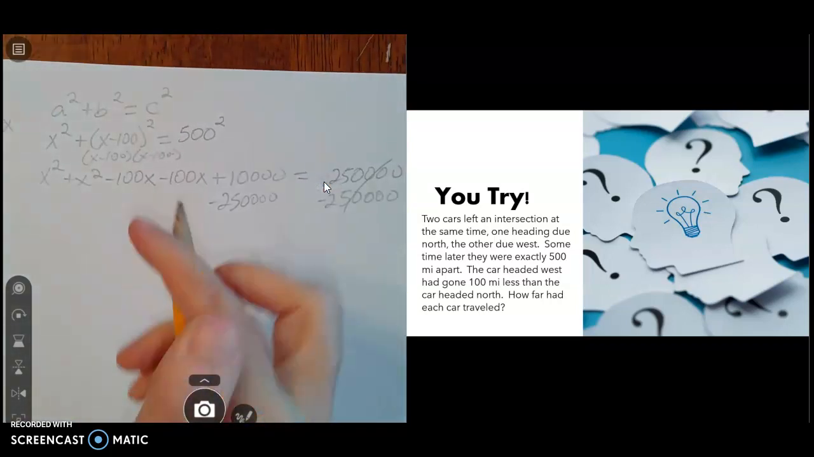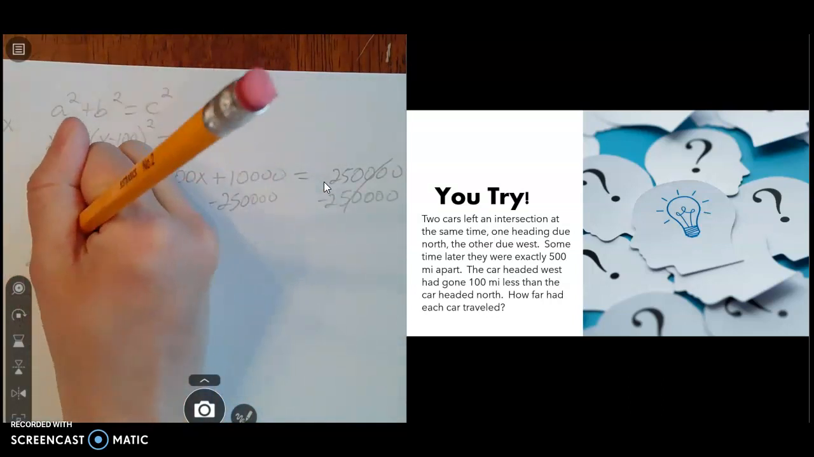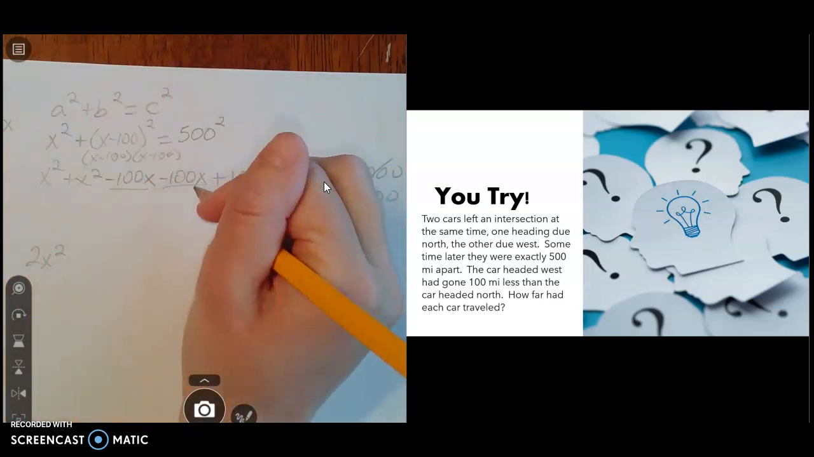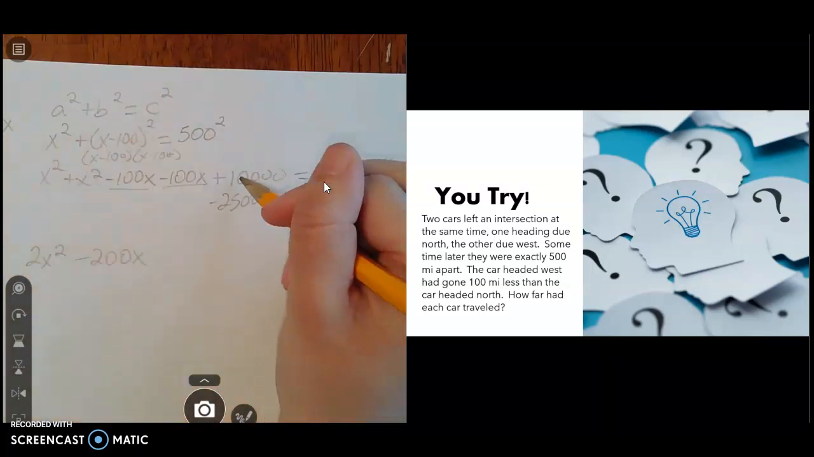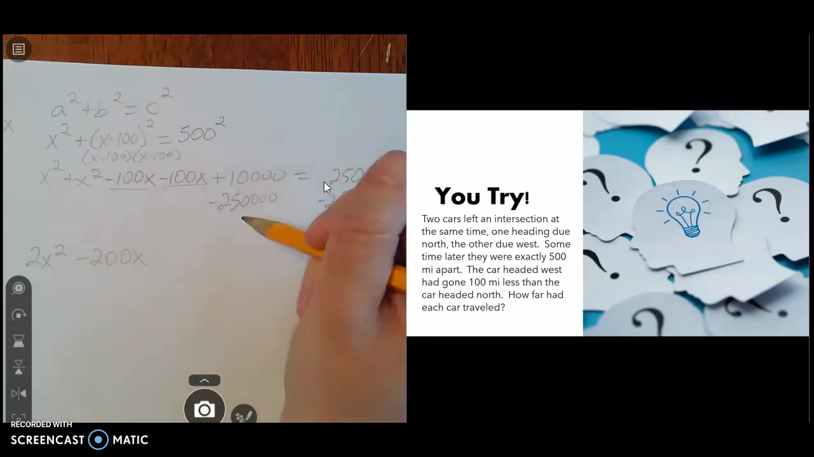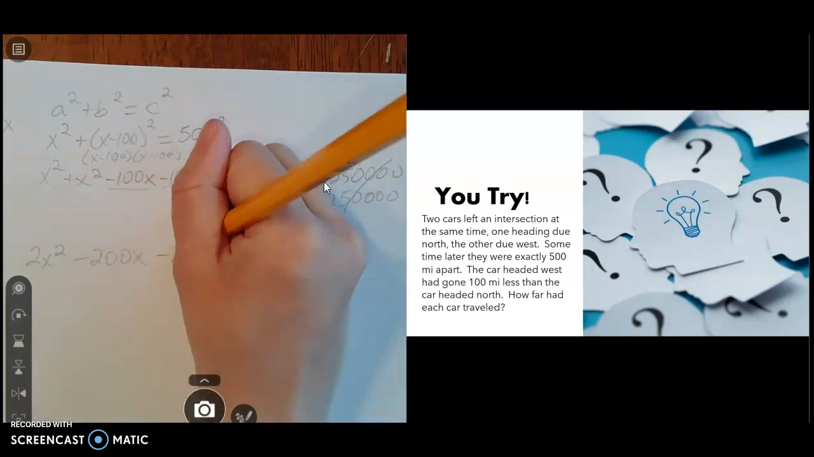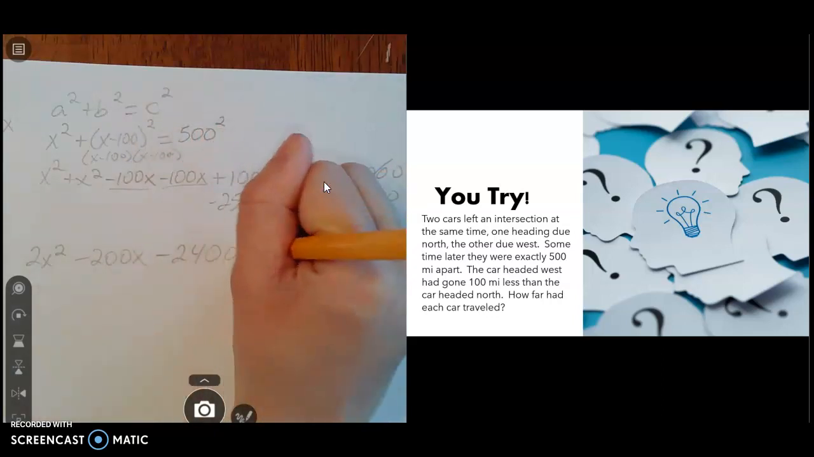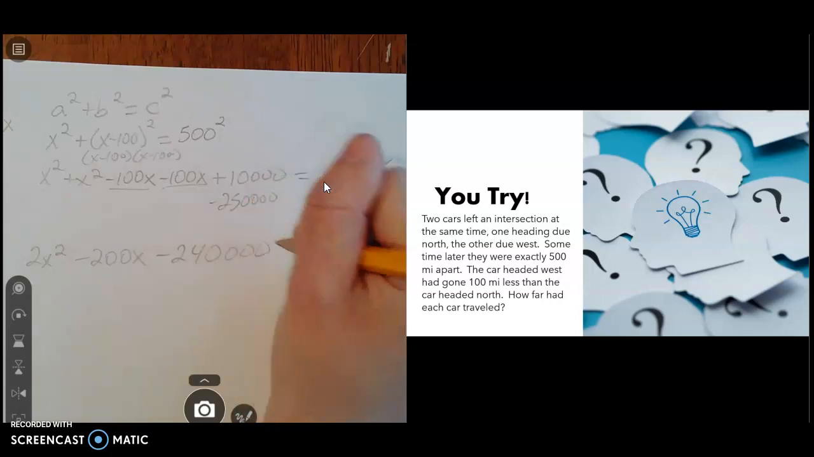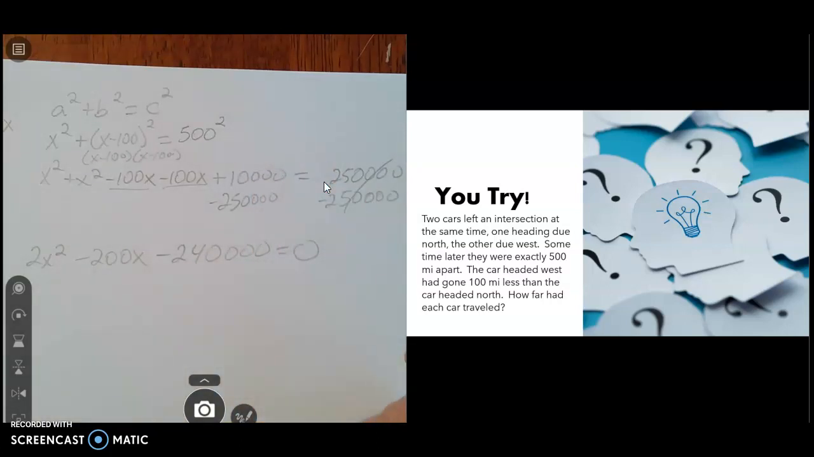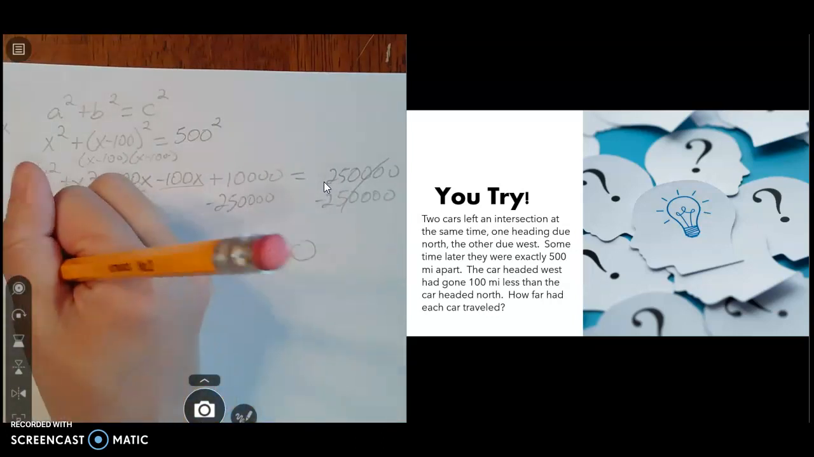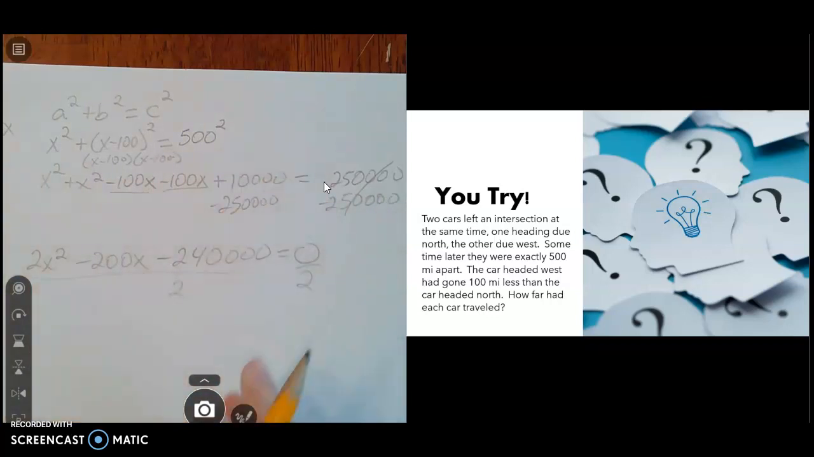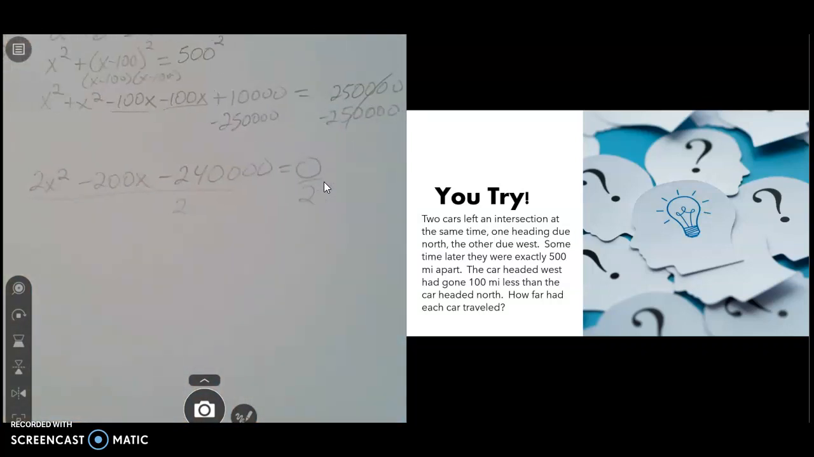And combine some like terms. X squared plus X squared is 2X squared. Negative 100 minus 100 is negative 200X. And 10,000 minus 250,000 is negative 240,000. Whew. Lots of zeros to deal with. If you want to, you can make your life a little bit easier and divide everything by 2. You don't have to. But it does make your numbers half as big, which is kind of nice.